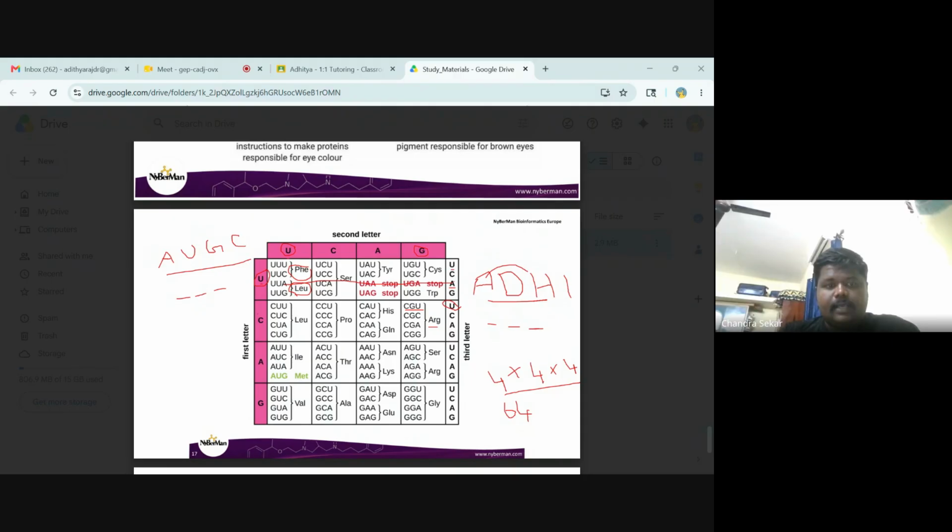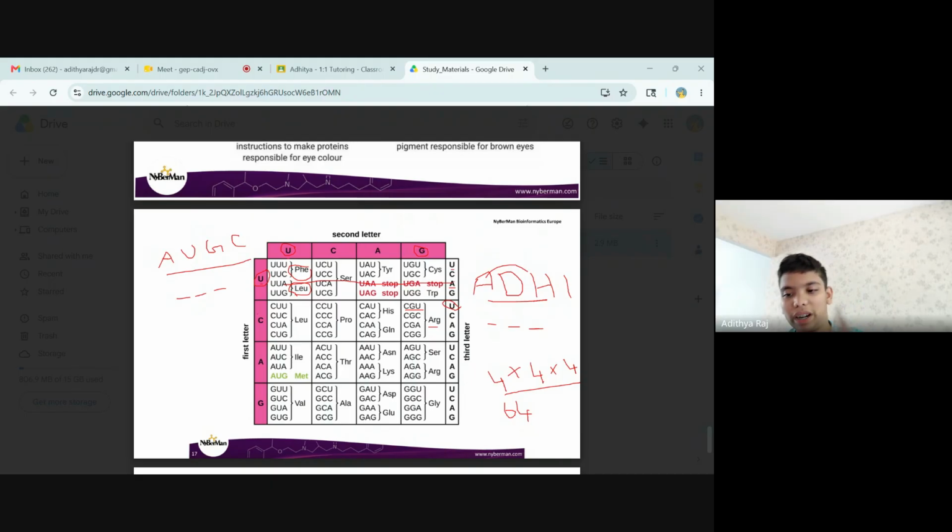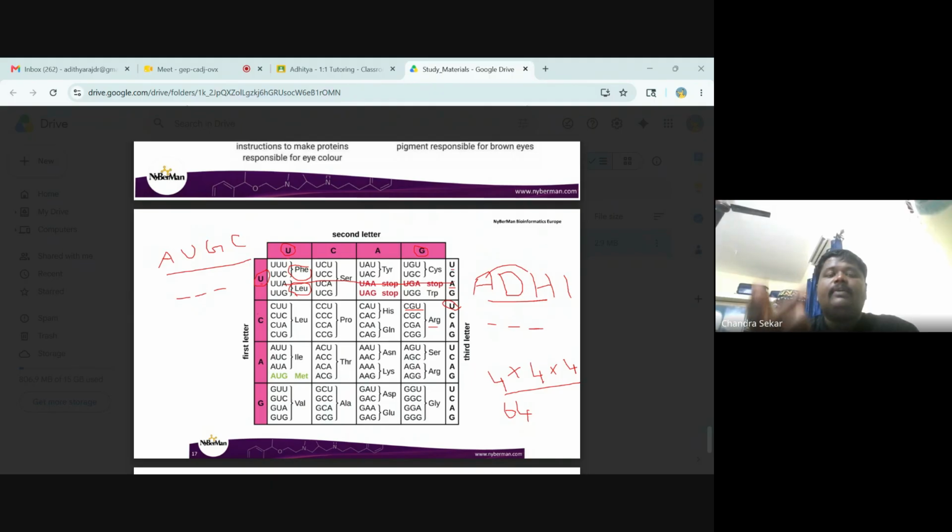So that is called silent mutation. Am I right? Why is it called silent mutation? Because just one letter is changing, and there are only so many combinations that you can make. So even though one letter has changed, there is no change in the amino acid. So it's silent. The mutation is not valid.